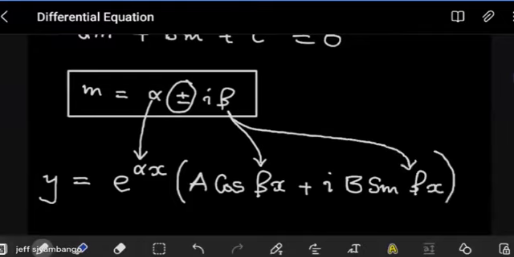So again, all you have to do is work out that auxiliary equation. Once you work it out, you just have to remember the standard form of the solution. Is that okay?